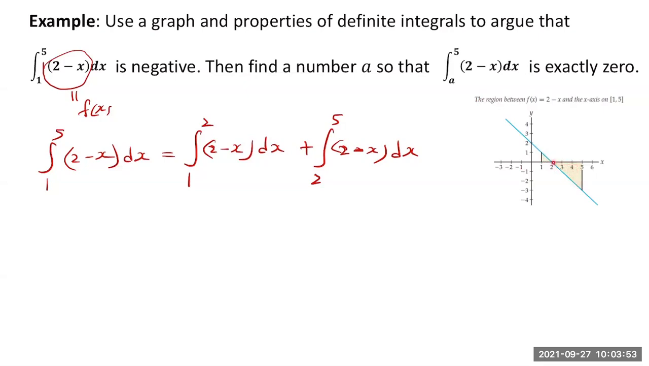As you can see, this area is bigger. This area is smaller. So you have a larger negative number and a smaller positive number. So this will be a smaller positive number and this will be a larger negative number because this area is bigger than this area which is considered positive. So this whole thing will be negative as a result of that.